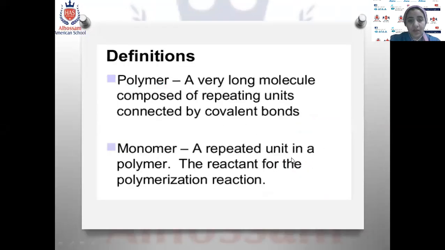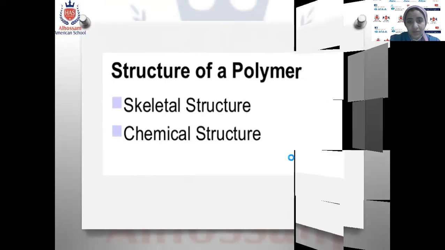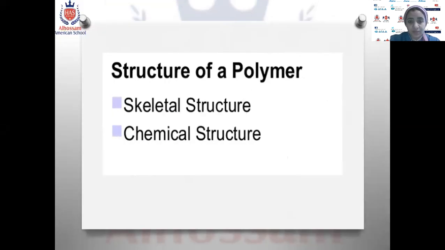We have different kinds of polymers. Let's talk about the structure. First of all, the structure of the polymers. We have a skeletal structure and a chemical structure. We have different kinds of skeletal structure and different kinds of chemical structure. Start with the skeletal structure.